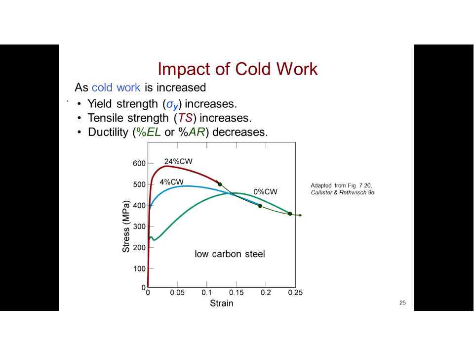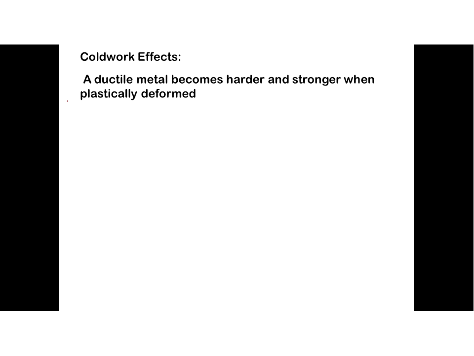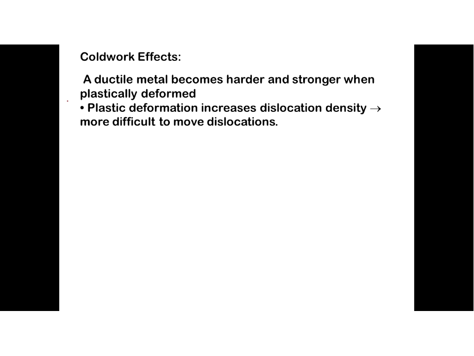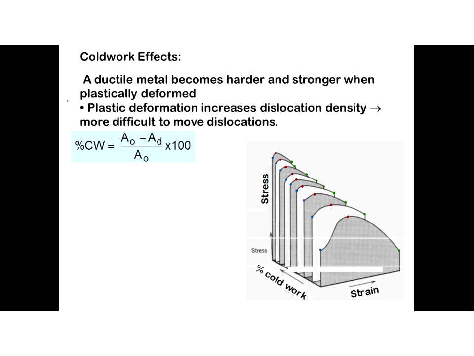Okay, and that makes some sense because as you're cold working the material, you're moving dislocations around, and you may in fact be changing the number of possible slip points. So this is another slide that says pretty much the same thing. A ductile metal becomes harder and stronger when it's plastically deformed, and plastic deformation increases dislocation density. When you reduce the area, you're making the number of dislocations greater per unit volume. So it also makes it more difficult to move the dislocations.